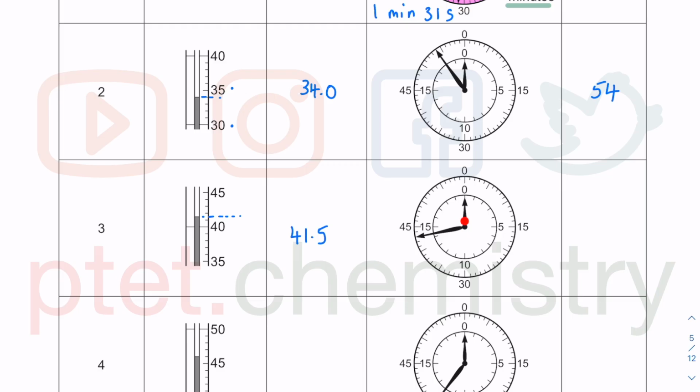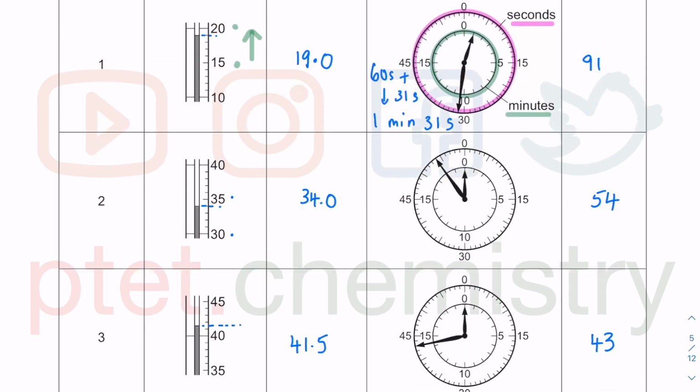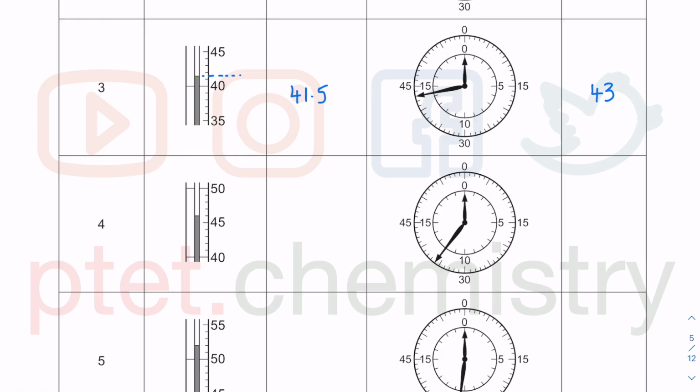The short hand there is for the minute, 0 minute. The long hand is for the seconds: 30, 35, 40, 41, 42, 43 seconds there. Did they ask us how many decimal places? They didn't, but this is very clearly to the nearest second, as we can't really read in between the lines for the seconds if you read the diagram correctly.